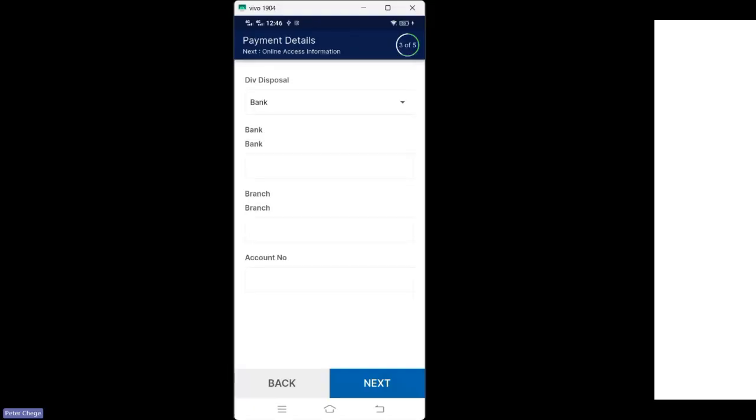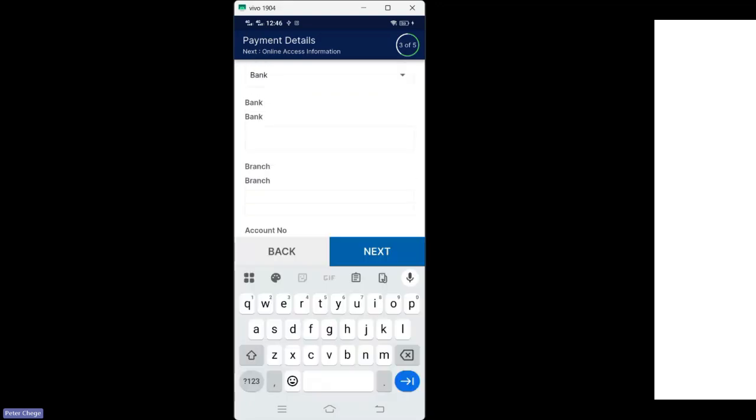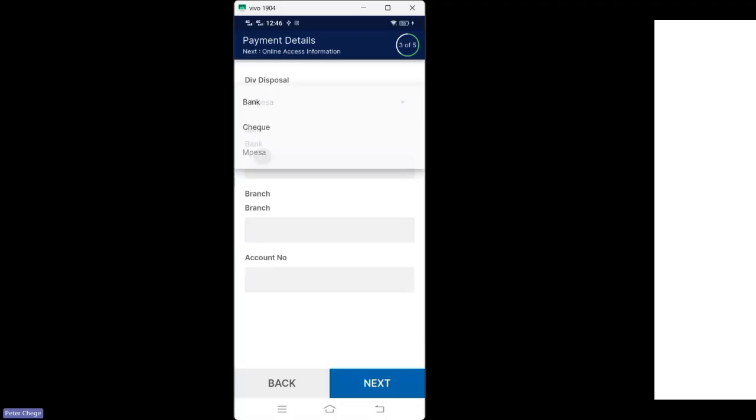As I said in the last screen, there are various dividend disposal options. If you selected check, make sure you give full PO box, because that's where the registrar will send the dividend check. However, you have an option to be paid via bank. Put bank details. That is your bank, your branch, and account number. And make sure these are correct details as they are in your bank. You can always refer to your ATM card. If you intend to receive via M-Pesa, remember the number that I said in the screen. Make sure it is registered to your name and ID.